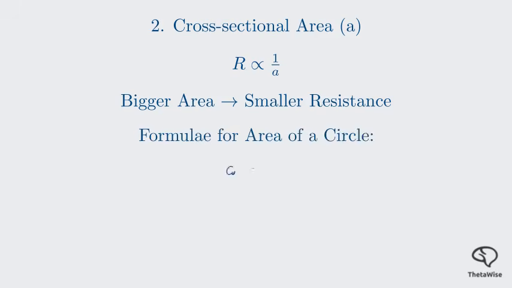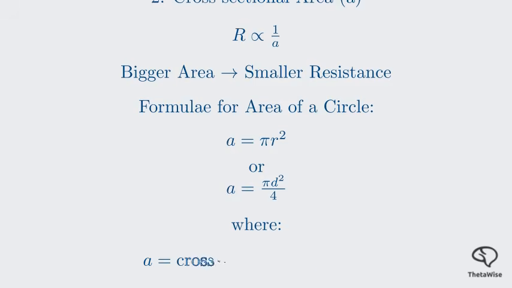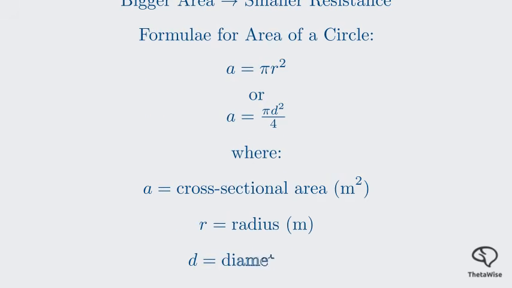Since most conductors are cylindrical, like wires, we often need to calculate their cross-sectional area. The formula depends on whether you have the radius r or the diameter d. The first formula, A equals pi r squared, uses the radius. The second formula, A equals pi d squared divided by 4, uses the diameter.